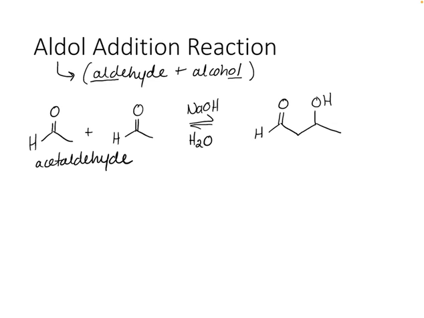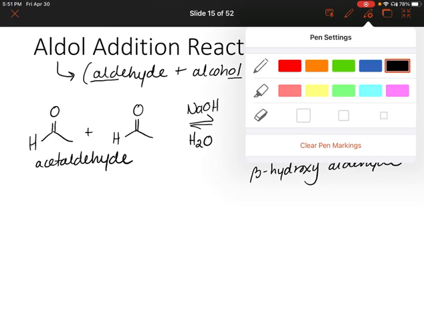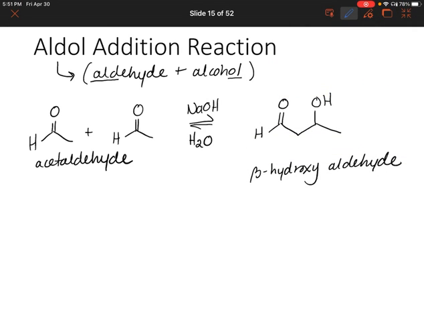Now, this is also called a beta hydroxyaldehyde. And that's because if we use that Greek symbol method to label our carbons, the first carbon next to the carbonyl group is labeled alpha, the next one is beta, and we have a hydroxy group on the beta carbon, so it's beta hydroxyaldehyde. Also, the bond in between the alpha and beta carbon is the bond that formed between the two aldehydes. So that is our new bond.